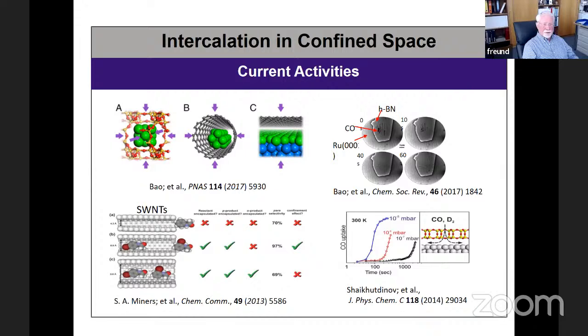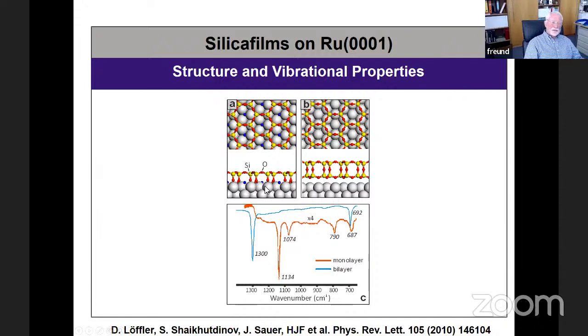And the silica film has been investigated by a number of groups, in particular, D. Wayne Goodman, whom I mentioned before. And we had a long debate on what the structure is. There is a possibility to grow a monolayer where the silicon is connected to four oxygen atoms, and one of the oxygen atoms is actually chemically bound to the surface, forming a monolayer.